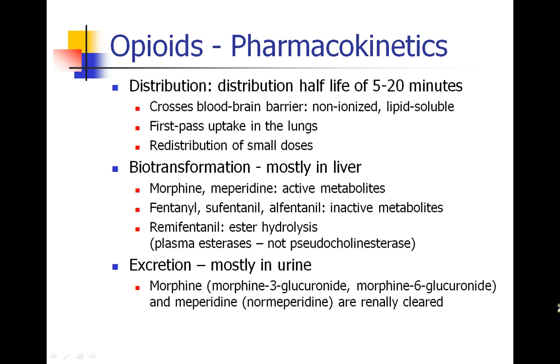Remifentanil actually has a unique biotransformation that we'll see later. It undergoes ester hydrolysis, sort of like succinylcholine, although it happens by plasma esterases, not pseudocholinesterase. And pretty much all of these drugs, except for remifentanil, are then excreted in the urine. Once again, morphine, which is lipid-soluble, is not very well excreted in the urine. But once it's been biotransformed to morphine 3-glucuronide or morphine 6-glucuronide, and the same with normeperidine, all of these drugs are easily cleared through the kidneys.